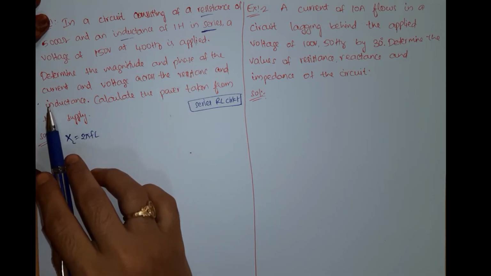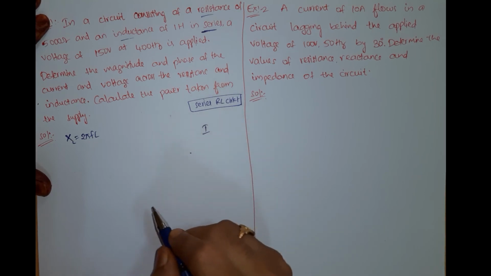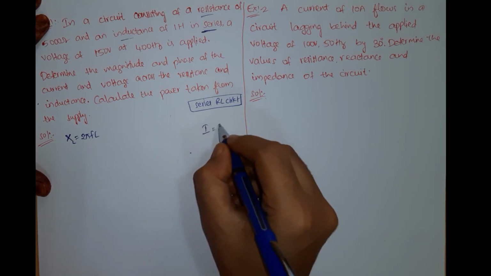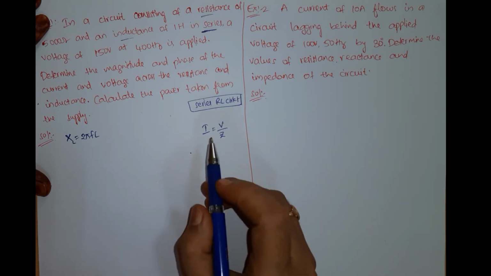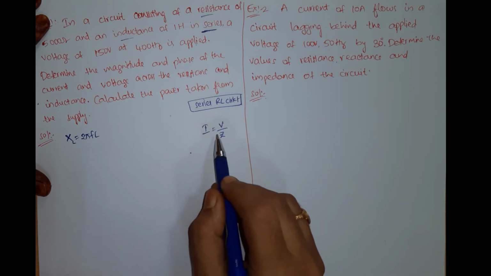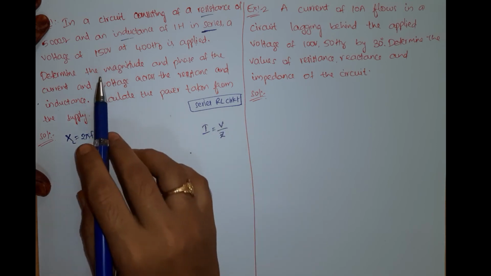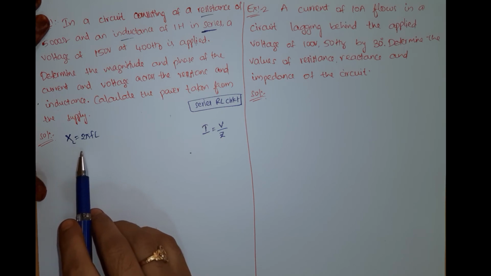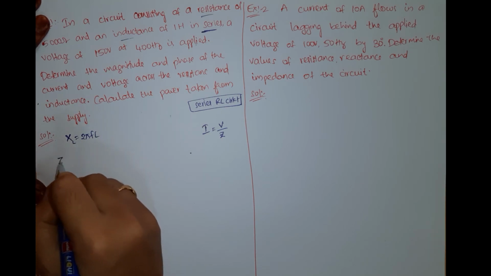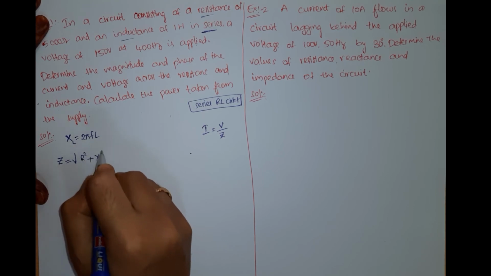We are asked to find out magnitude and phase of the current. That is, we need I. Right? I is what? We know that it is V by Z here. So we need the value of V, we need the value of Z also. V is 150, directly given, but we don't know the value of Z, which we are going to find out. So Z is what? Under root of R square plus XL square.